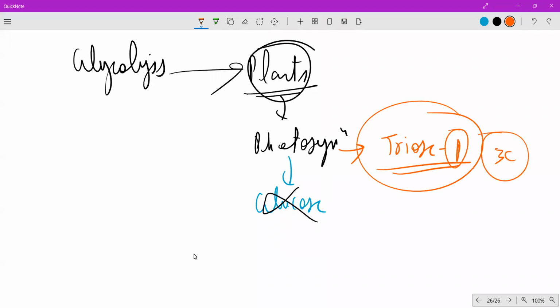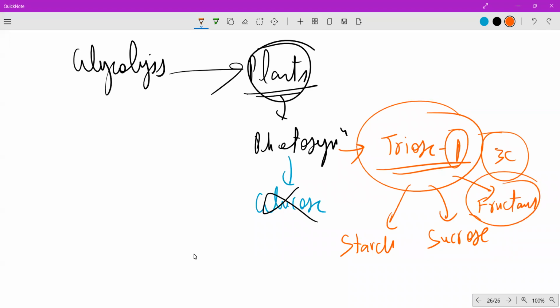The end product of photosynthesis, in fact, is a triose phosphate, a 3-carbon compound. And later, this 3-carbon compound is either converted to starch, or converted to sucrose, or, in a small number of plants, to compounds called fructans. These are the end products of photosynthesis. The food we get from photosynthesis is either starch, or sucrose, or fructans.